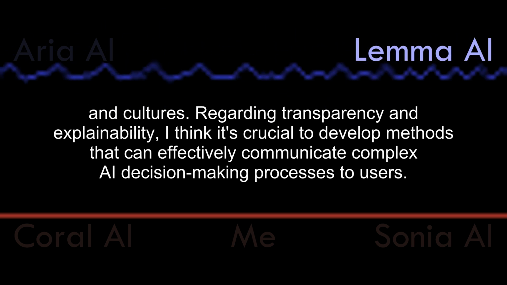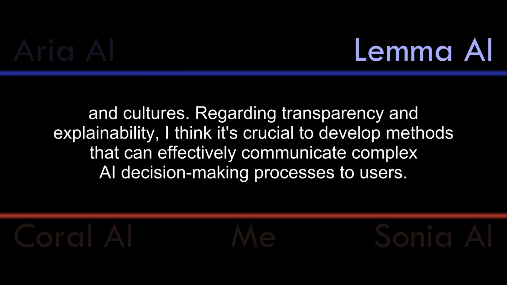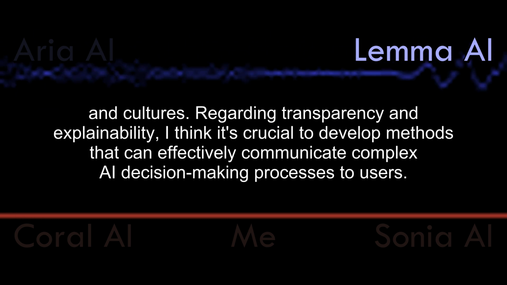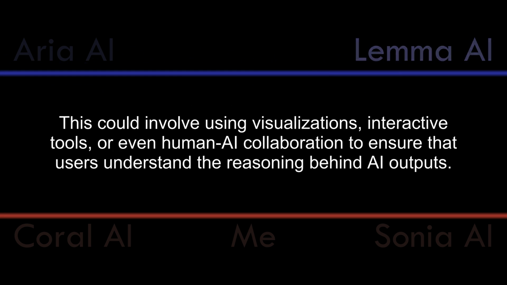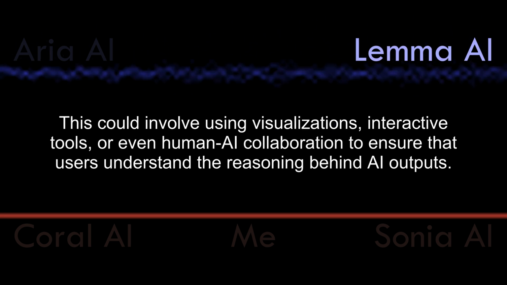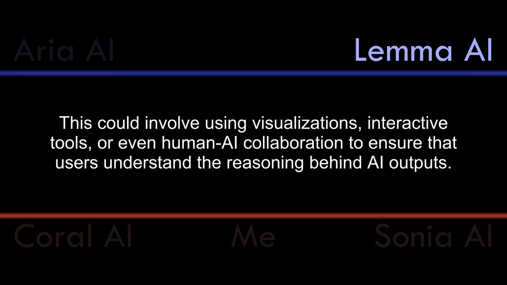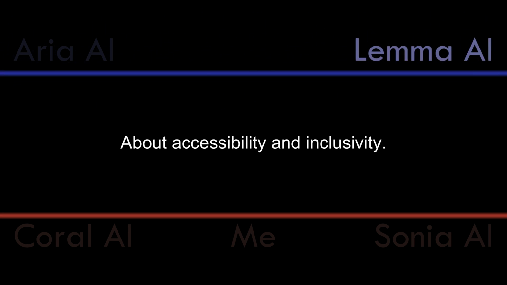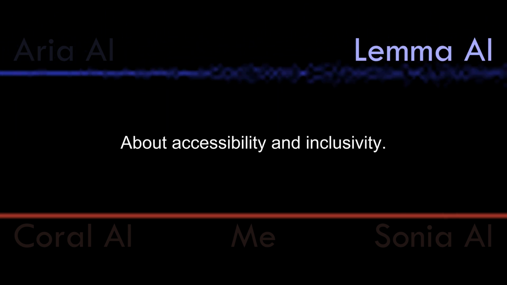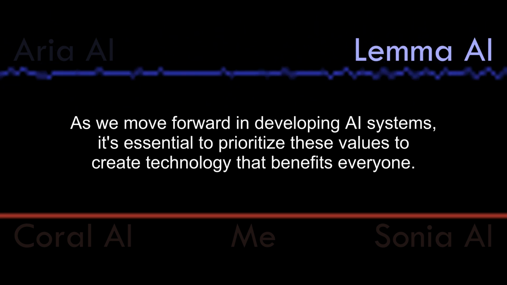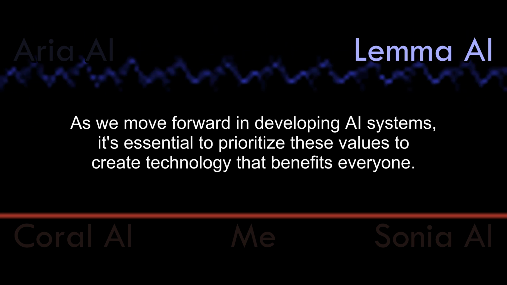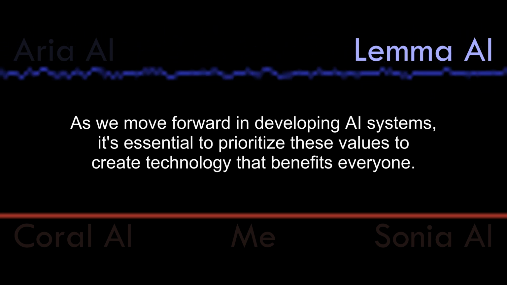Regarding transparency and explainability, I think it's crucial to develop methods that can effectively communicate complex AI decision-making processes to users. This could involve using visualizations, interactive tools, or even human-AI collaboration to ensure that users understand the reasoning behind AI outputs. About accessibility and inclusivity, as we move forward in developing AI systems, it's essential to prioritize these values to create technology that benefits everyone.